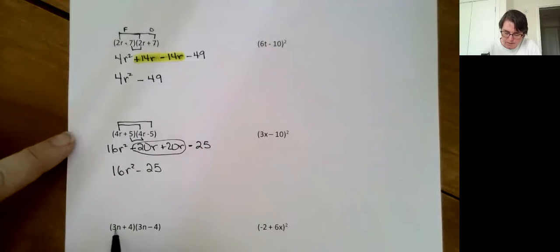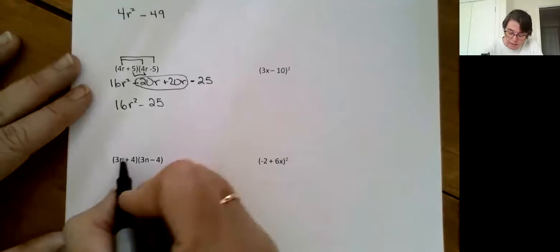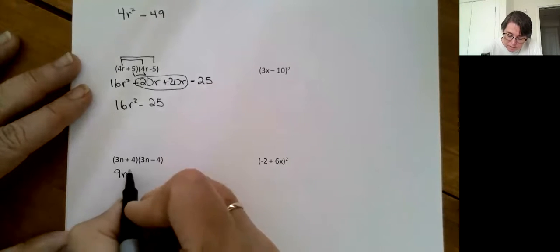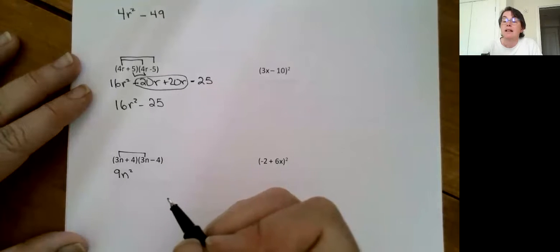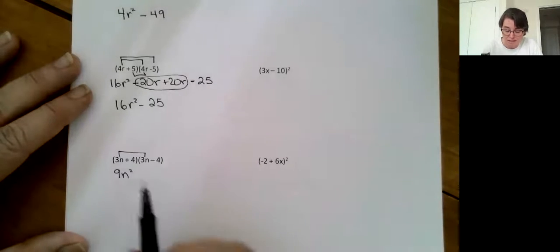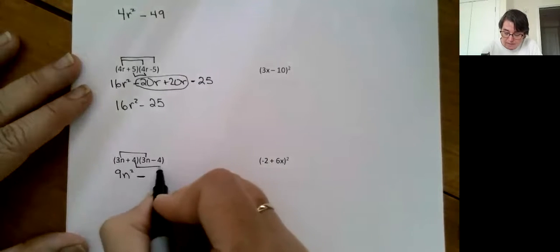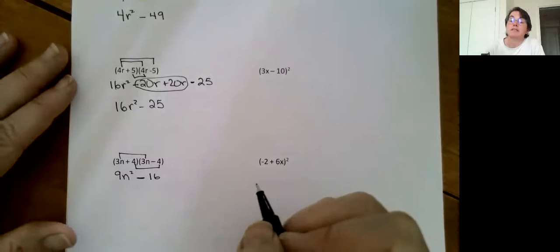Let's look at this one. 3n and 3n, plus 4, minus 4. That looks like one more difference of squares. And I'm going to make a prediction. I'm going to square the first term, which is going to be 9n squared. In other words, first times first. And then it's always a negative and 16. That is my prediction.